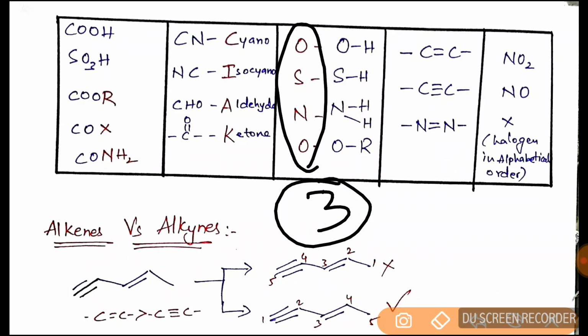Coming to the third column, it is remembered as OSNO, guys. OSNO, okay. The first O is with hydrogen and the last O is with an alkyl group, that is R, and S is with hydrogen and N is amine, that is NH2. So this is how you remember the third column, that is OSNO.